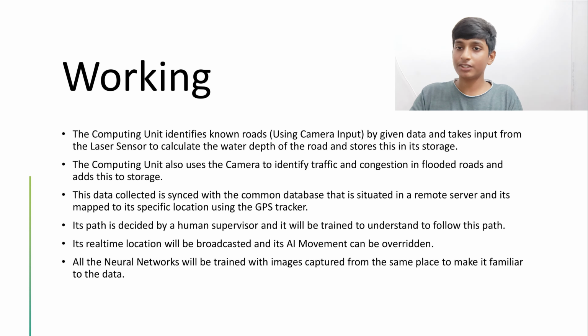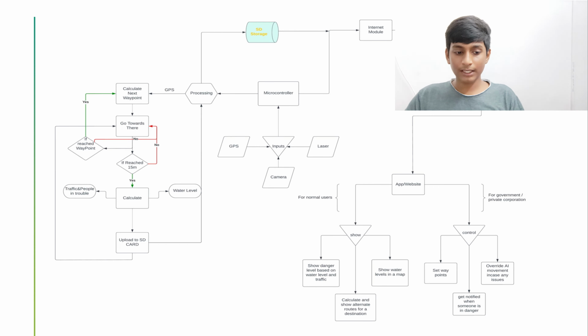And also we have to make sure that it can be overridden if something new or unexpected is happening, or any kind of issue, so the movement can be overridden. And yeah, now I've made a flow chart about how basically it can work.